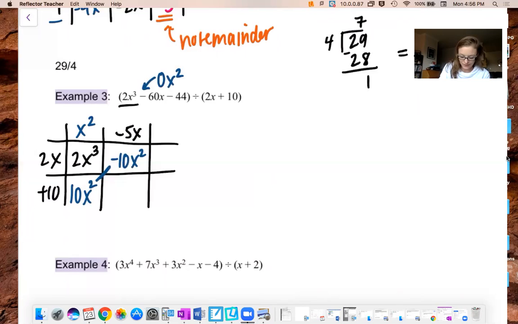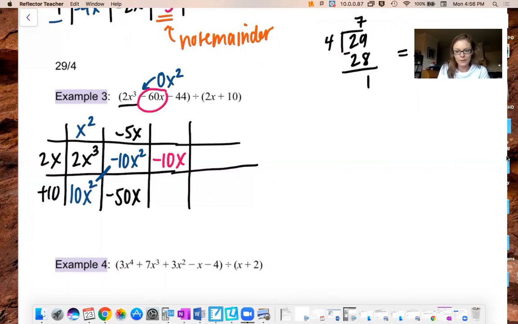And then negative 5x times 10 becomes negative 50x. And then what you're trying to do is you're trying to get your x's to be negative 60. So what do I have to do to negative 50 to get to be negative 60? I subtract 10 x's, and then just extend.